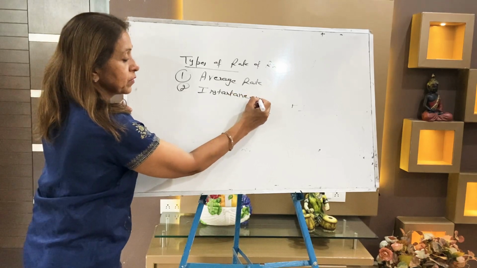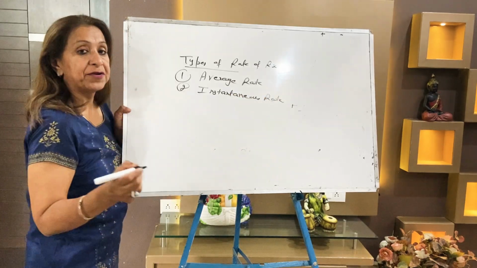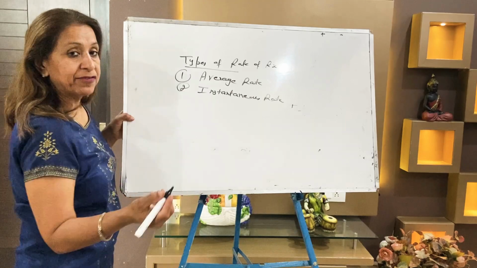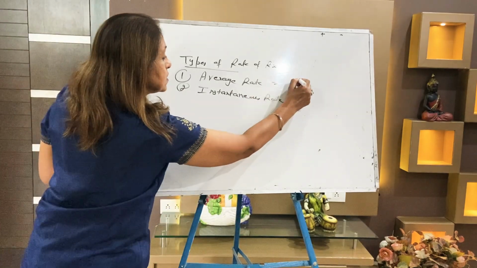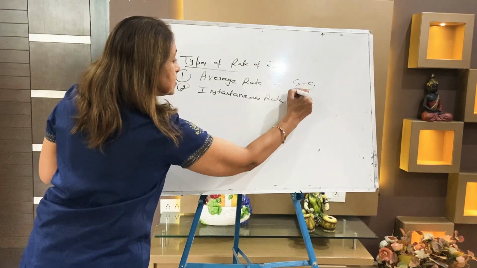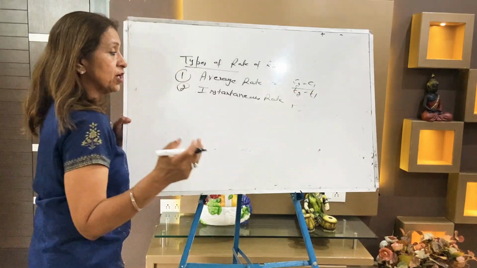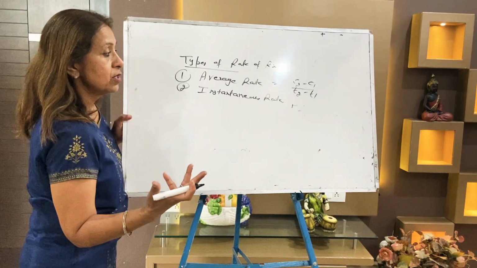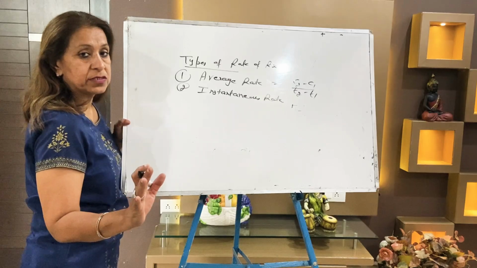In the average rate, the time interval is more. So what is average rate? It is C2 minus C1 by T2 minus T1. So write down average: in average rate, the time interval is more, C2 minus C1 by T2 minus T1.